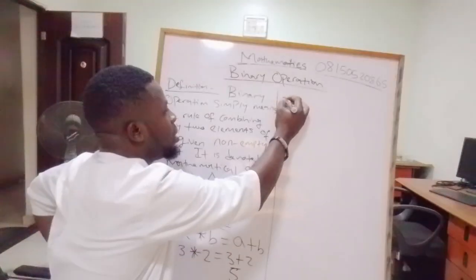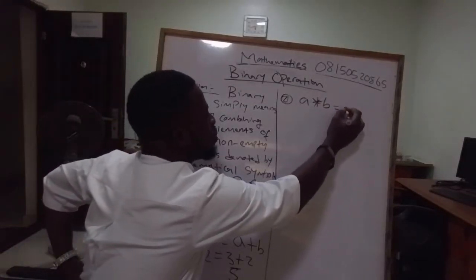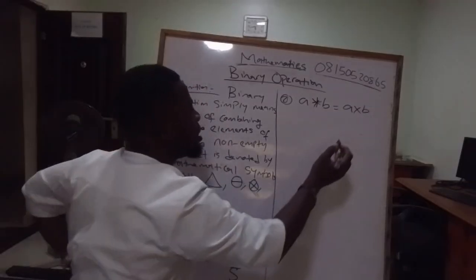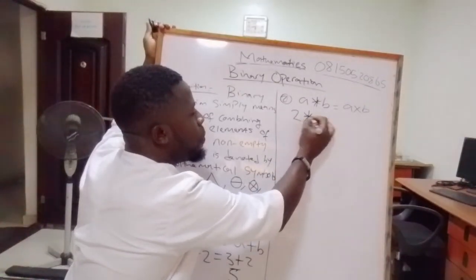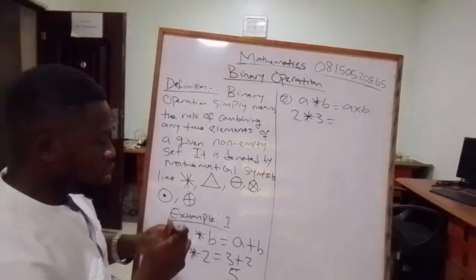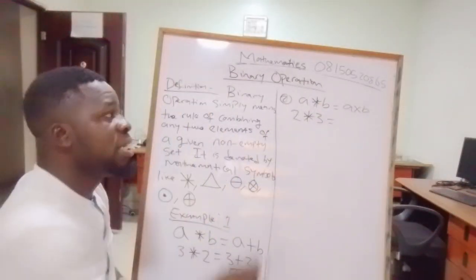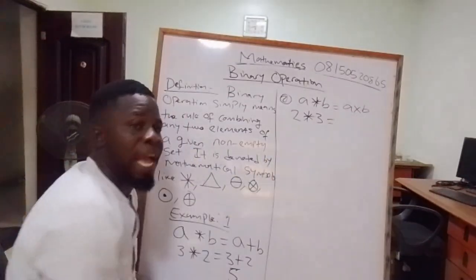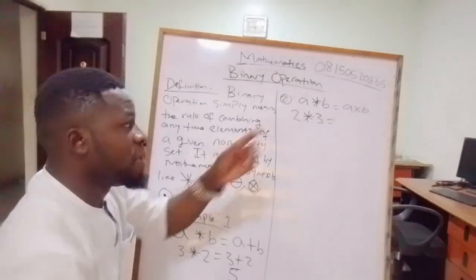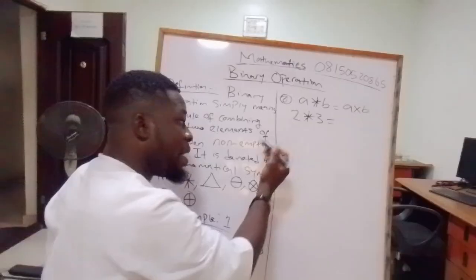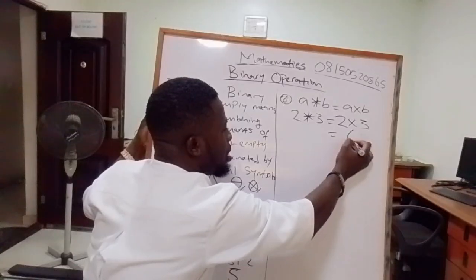You can have another one, example 2, where a operation b is equal to a times b. Let's say I ask you to do 2 operation 3. You know that a operation b, as you've done for example 1, depends on what they asked you to do this time around. In that one, it was addition. In another place, it might be multiplication. So if this place is multiplication, our a here is 2 and b is 3. So that is 2 times 3, and your final answer will be 6.